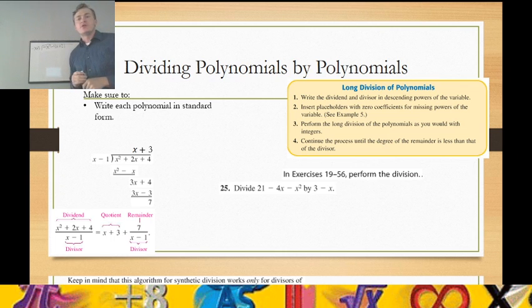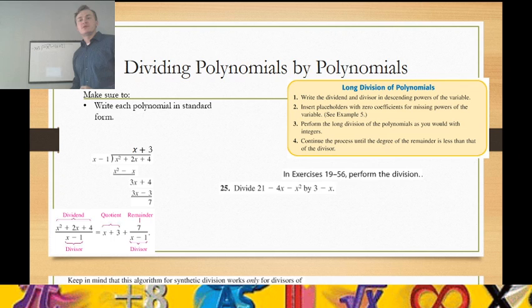How we do the long division for polynomials. We have now completed step 1 by writing them in the standard form. I don't have to worry about inserting placeholders. I'm not skipping any terms here. Degree 2, 1, 0, degree 1, 0. There is no skipping between first and last.